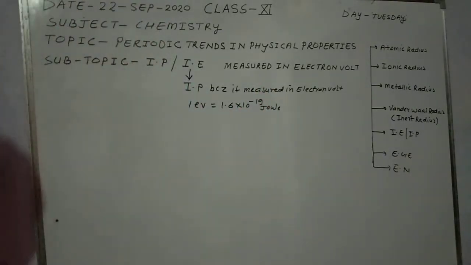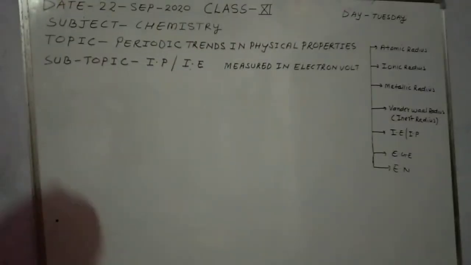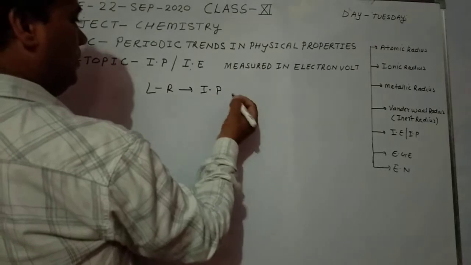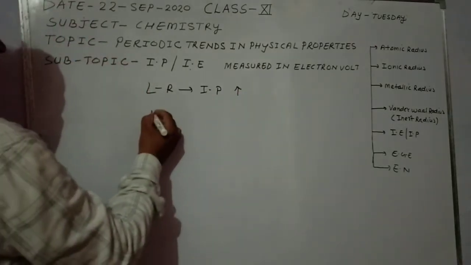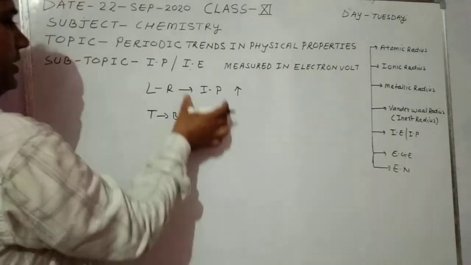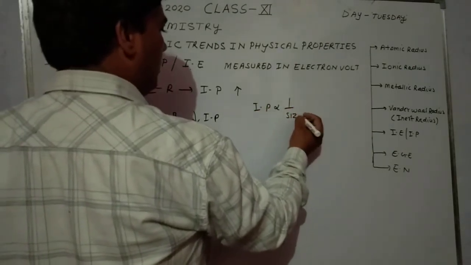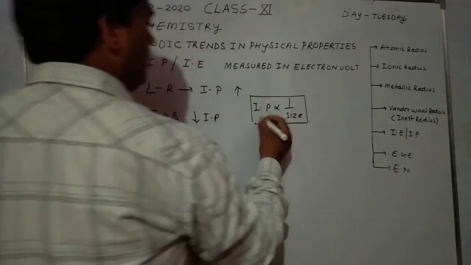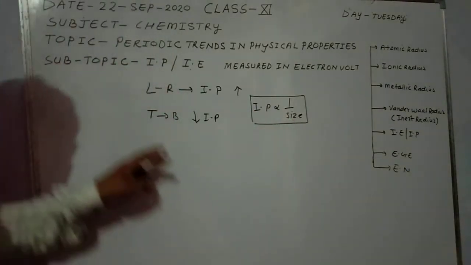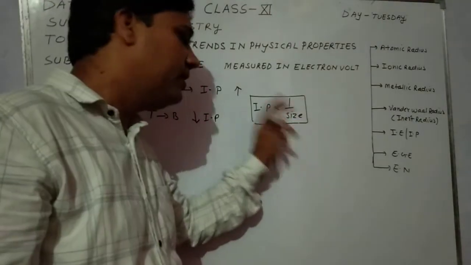Okay, so on moving from left to right in periodic table, what will happen for ionization potential? Left to right, ionization potential increases, but on moving from top to bottom, ionization potential decreases because ionization potential or ionization enthalpy is inversely proportional to size. So on moving from left to right, ionization potential increases because size decreases. On moving from top to bottom in periodic table, ionization potential decreases because size increases.